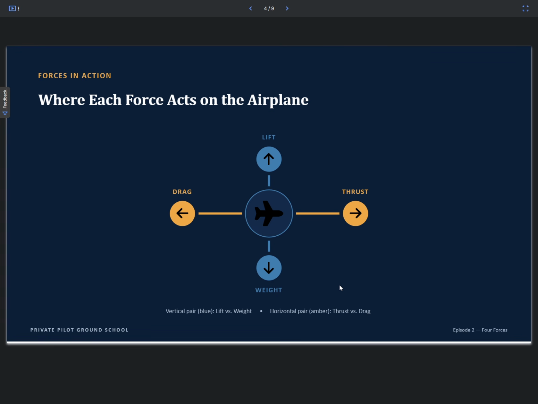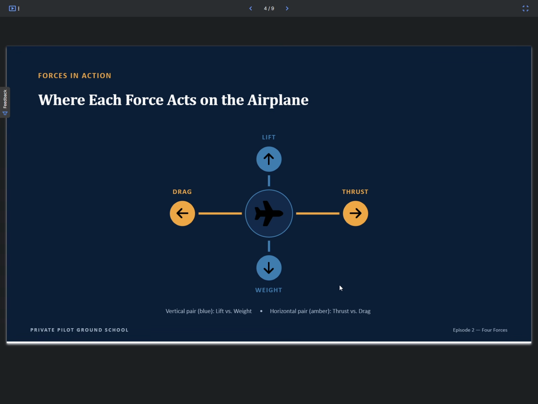The thing is that we always need these four forces. If we had no drag, we couldn't land the plane. We can't slow down. If we didn't have weight, we could not descend, because the plane descends using drag and weight, and it ascends using lift and thrust, and it maintains level flight when all four forces are equal to each other.